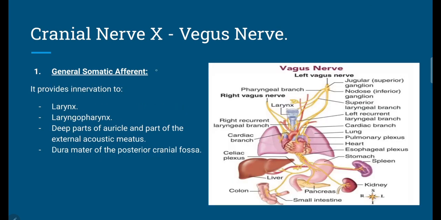Let's start with each individual function. So general somatic afferent provides the innervation to the larynx, laryngopharynx, the deep part of the auricle, part of the external acoustic meatus, and the dura mater of the posterior cranial fossa. The other cranial nerves do the anterior and middle, and this one does the posterior cranial fossa.